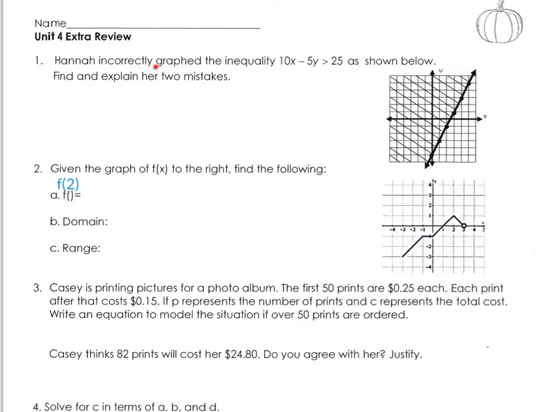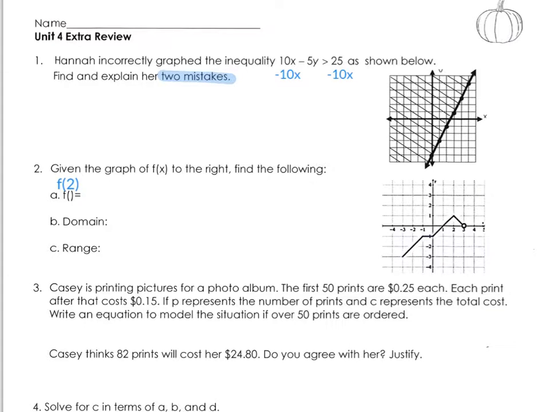The first question says, Hannah incorrectly graphed the inequality 10x minus 5y is greater than 25 as shown below. Find and explain her two mistakes. So I know that she did two things wrong, but I don't know what they are. In order to find her mistakes, I'm going to solve it just like I would normally.